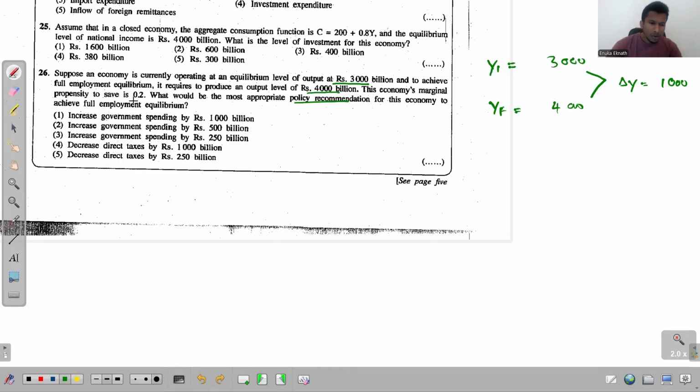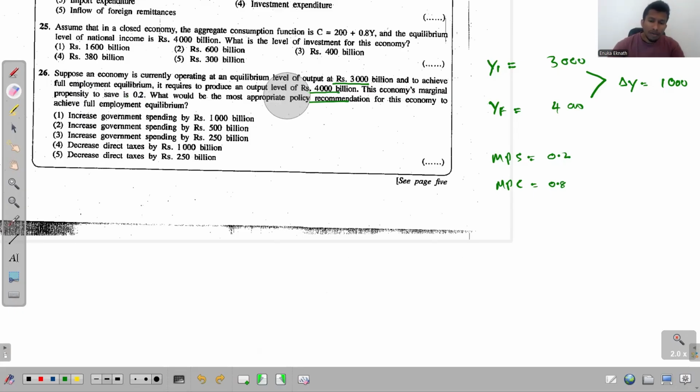And other than these two, they have given us this MPS, marginal propensity to save, and that's just 0.2. If it is 0.2, marginal propensity to consumption is 0.8. So this calculation is very much simple. The total of these two has to be always 1. So if the first one is 0.2, obviously the second one has to be 0.8.